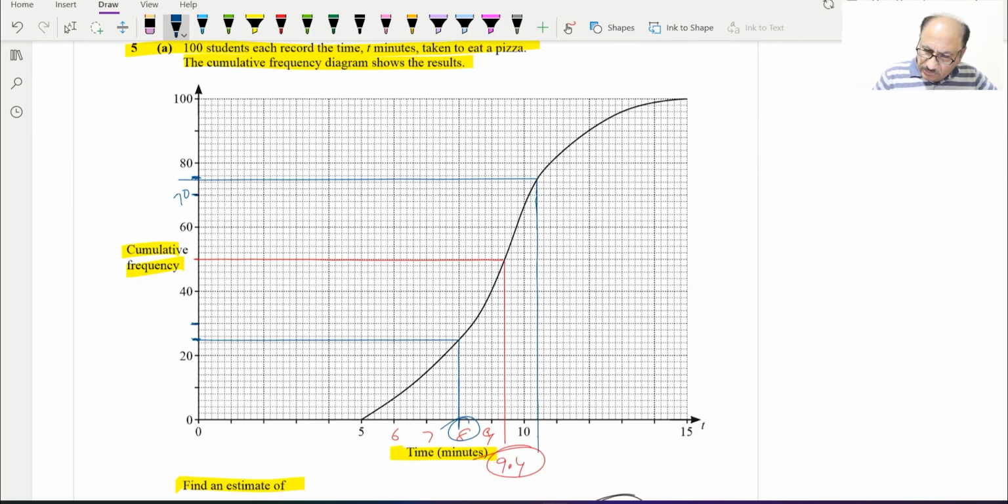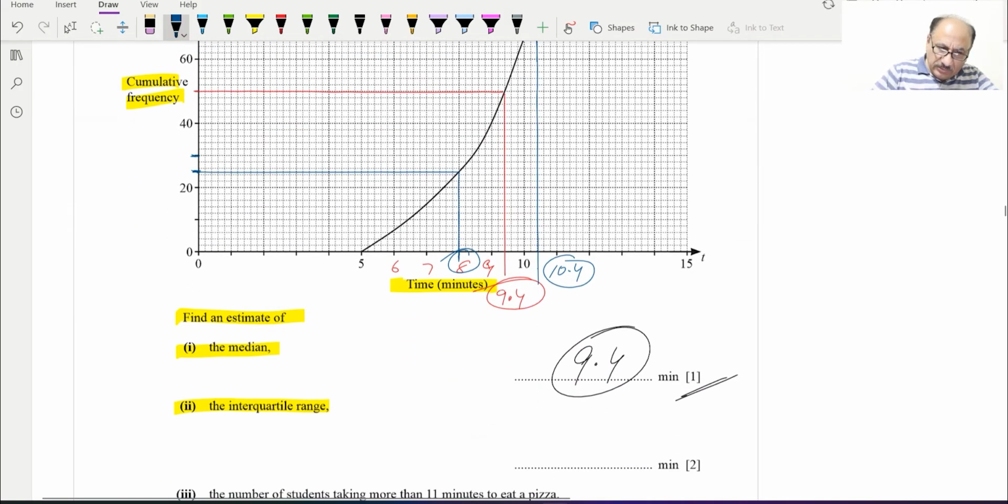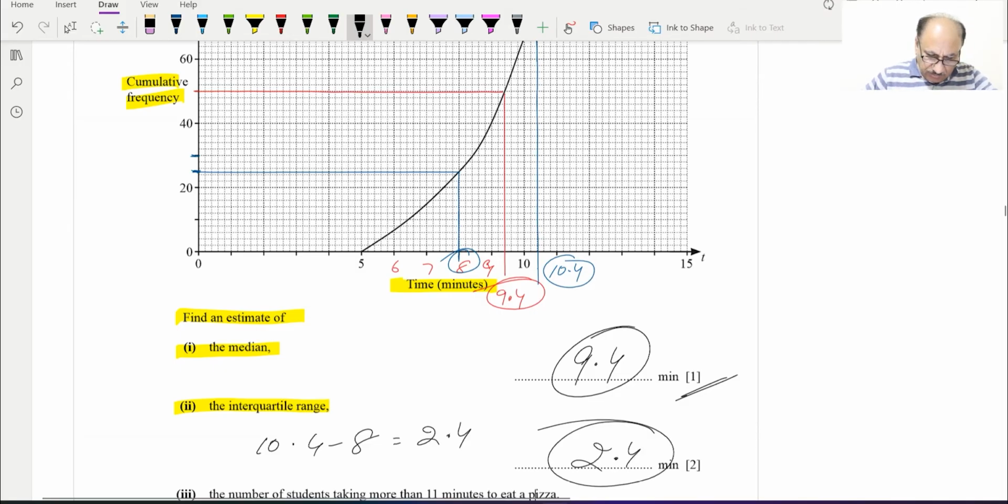If we take the reference from the cumulative frequency curve, it is roughly coming to this point, and this is 10.4, not 14. It's basically 10.4. So 10.4 minus 8 will be equal to 2.4. So 2.4 minutes will be our answer.